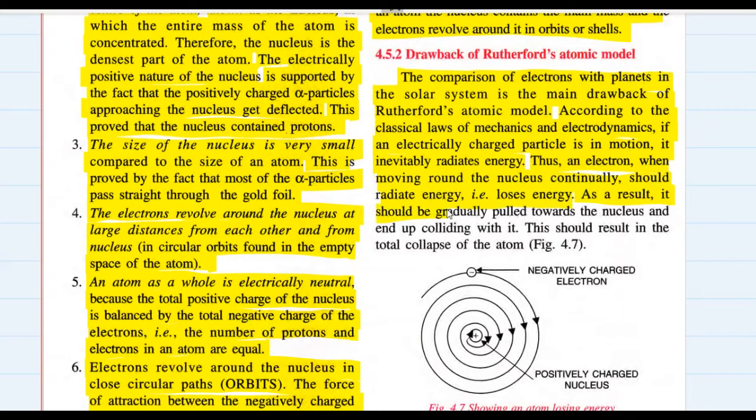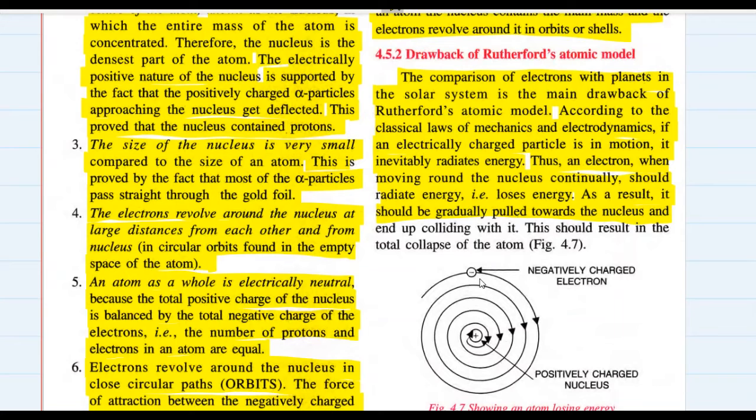As a result, it should be gradually pulled towards the nucleus, because it will lose its power of moving at a certain distance from the nucleus. So it will slowly lose energy, and it will spiral, like this spiral is shown. It will spiral towards the nucleus inside, and it should fall inside. But that does not happen, right? What does that mean? That everything around us which is made up of atoms will collapse on its own. As soon as it is created, it will collapse, but we don't see things collapsing around us.